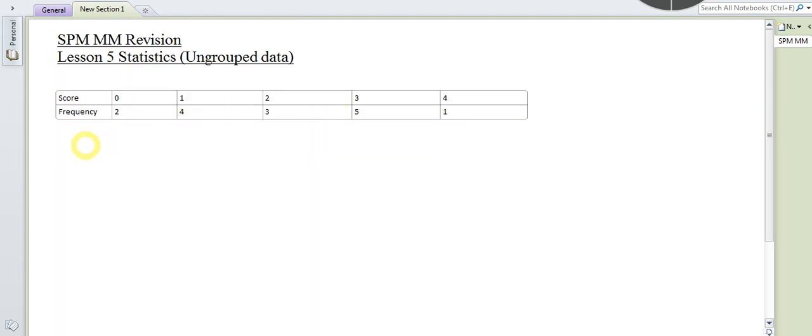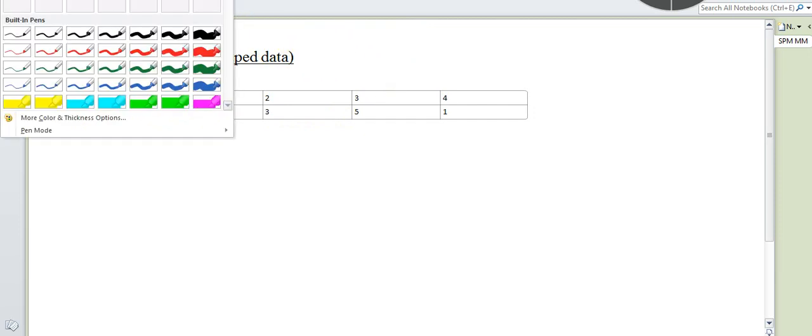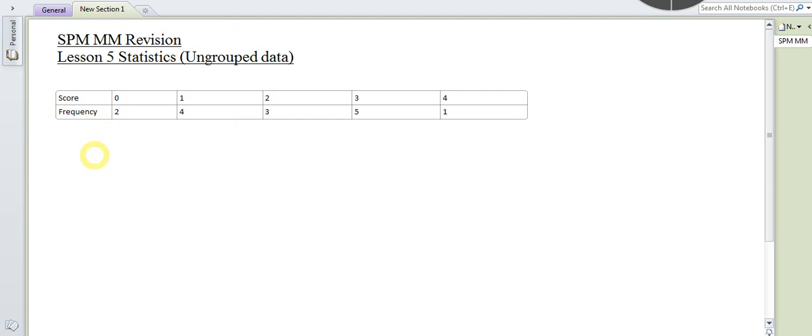Okay, now we have a frequency table, and same thing, we want to determine the mode, median, and mean. Let's go to the easiest one, which is the mode. Mode is the data which has the highest frequency. We have 2 times of 0, so the frequency for 0 is 2. And we have 4 times of 1, so the frequency for 1 is 4. So the highest frequency over here will be 3.